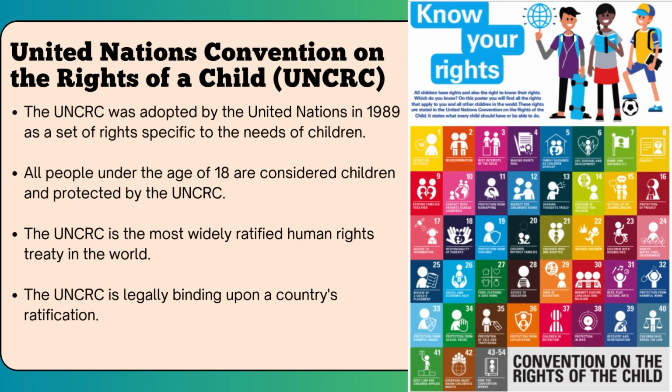The United Nations Convention on the Rights of a Child, or the UNCRC, was adopted by the United Nations in 1989 as a set of rights specific to the needs of children. All people under the age of 18 are considered children and protected by the UNCRC. The UNCRC is the most widely ratified human rights treaty in the world. The UNCRC is legally binding upon a country's ratification.